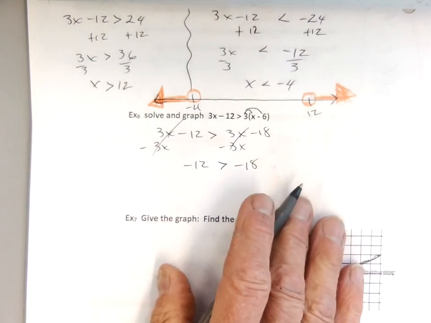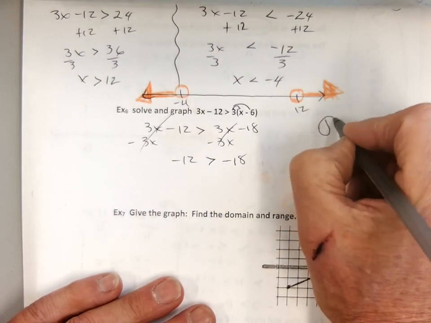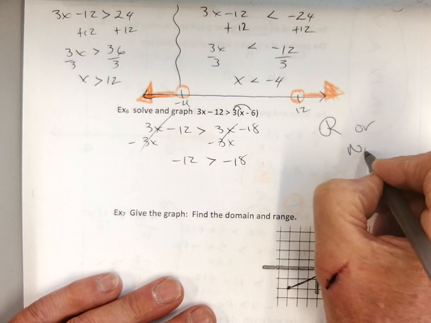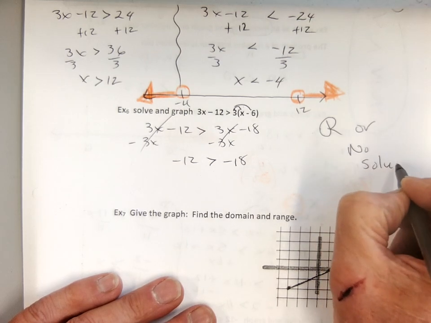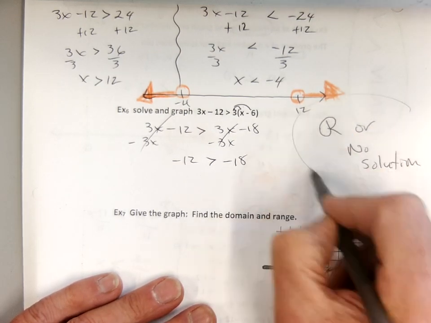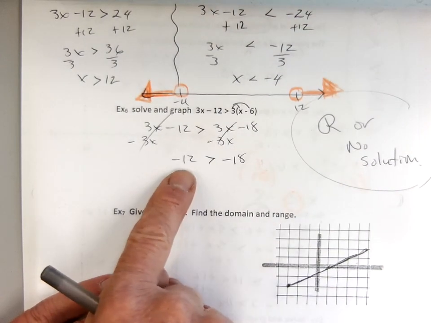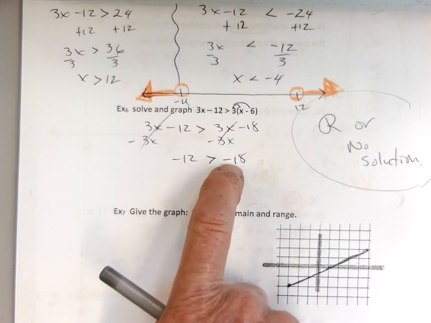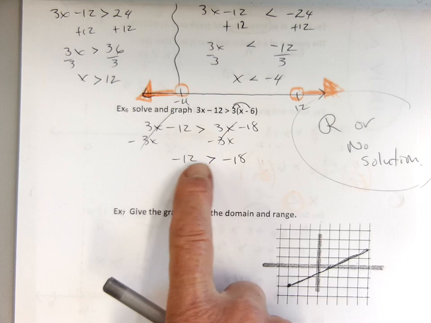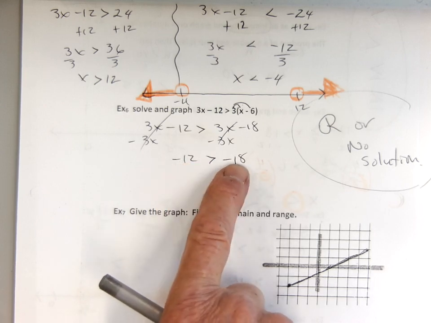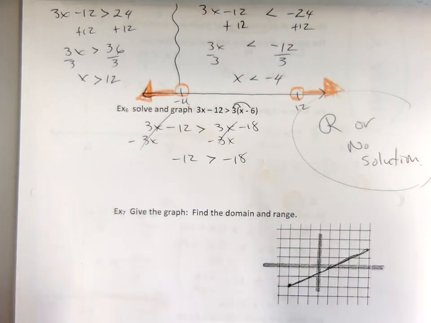So it's either going to be all real numbers or no solution. It's going to be one of these two. Which one? Well, is negative 12 greater than negative 18? Will it always be greater than? So it's got to be all real numbers, right? It's got to be that one.